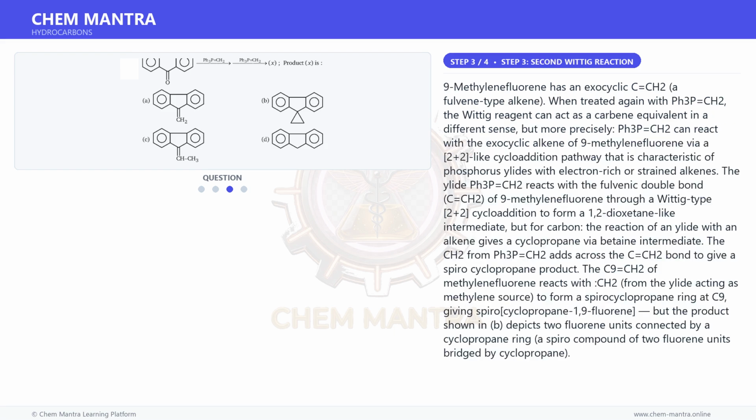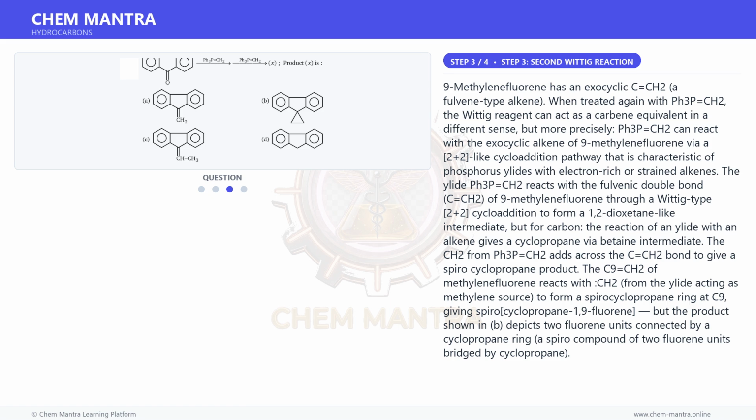Moving on to the next step. 9-methylenefluorene has an exocyclic C=CH2, a fulvene-type alkene. When treated again with Ph3P=CH2, the Wittig reagent can act as a carbene equivalent in a different sense, but more precisely, Ph3P=CH2 can react with the exocyclic alkene of 9-methylenefluorene via a 2+2-like cycloaddition pathway that is characteristic of phosphorus ylides with electron-rich or strained alkenes.